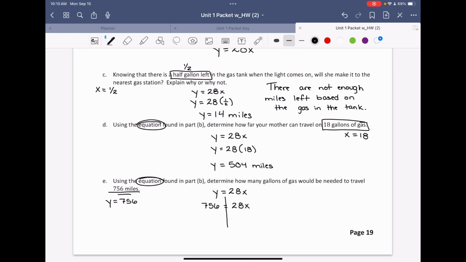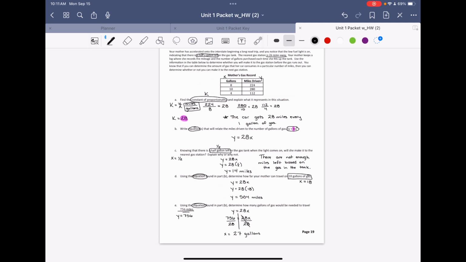I'm going to draw my line down my equal sign. 28 times X, in order to move that coefficient away from my x, I have to use the opposite operation. So opposite of multiplication is division. So divide both sides by 28. 28 divided by 28 is 1, which is y. I can cancel those out. And 756 divided by 28 is going to give me 27 gallons. Next page.